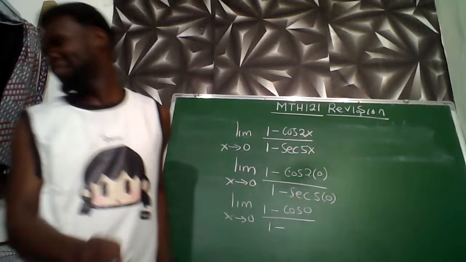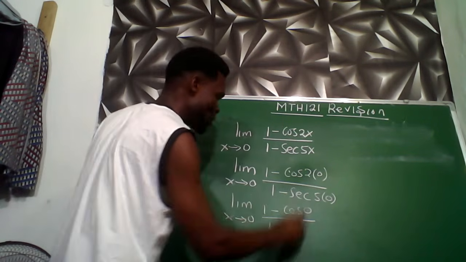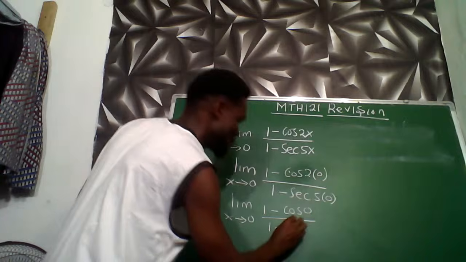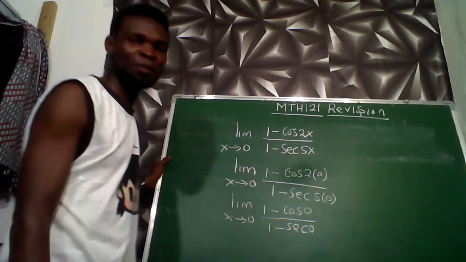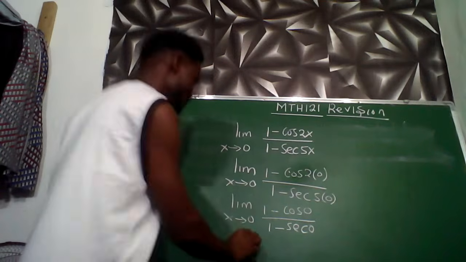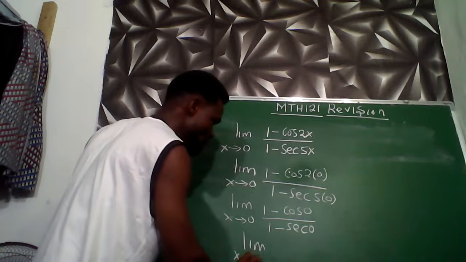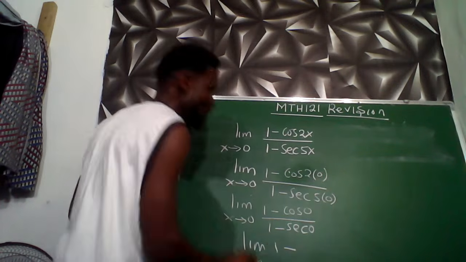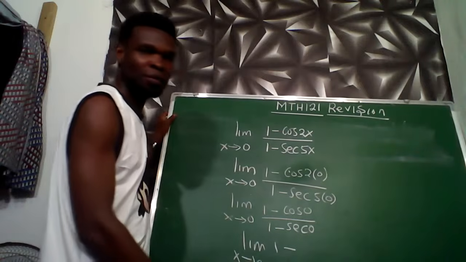So, okay. So this is 1 minus sec 5 times 0, which is 0. Beautiful. From here, we are going to write this as the limit as x tends to 0 of 1 minus cos 0. Now, before now, I believe you may have learned trigonometry.